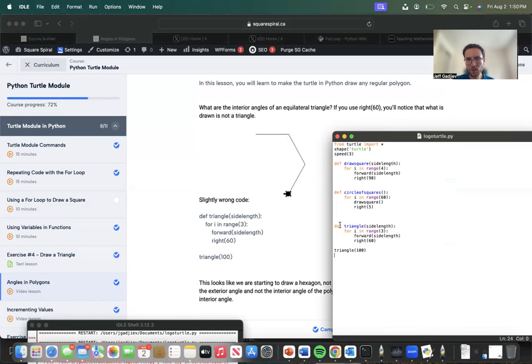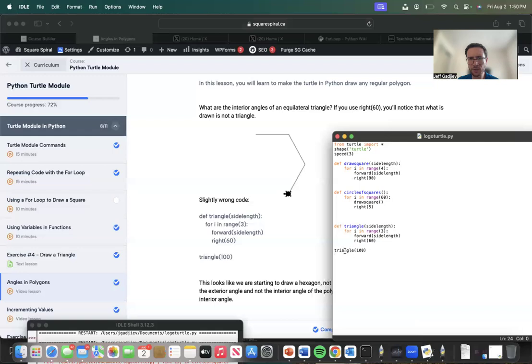So notice that we're defining a function called triangle. It accepts an argument or variable called side length. Inside this function, we have a for loop. So we have for I in range 3, so it repeats 3 times. These two lines of code are repeated 3 times. So forward by a certain amount, a certain length, and then the turtle turns 60 degrees to the right.